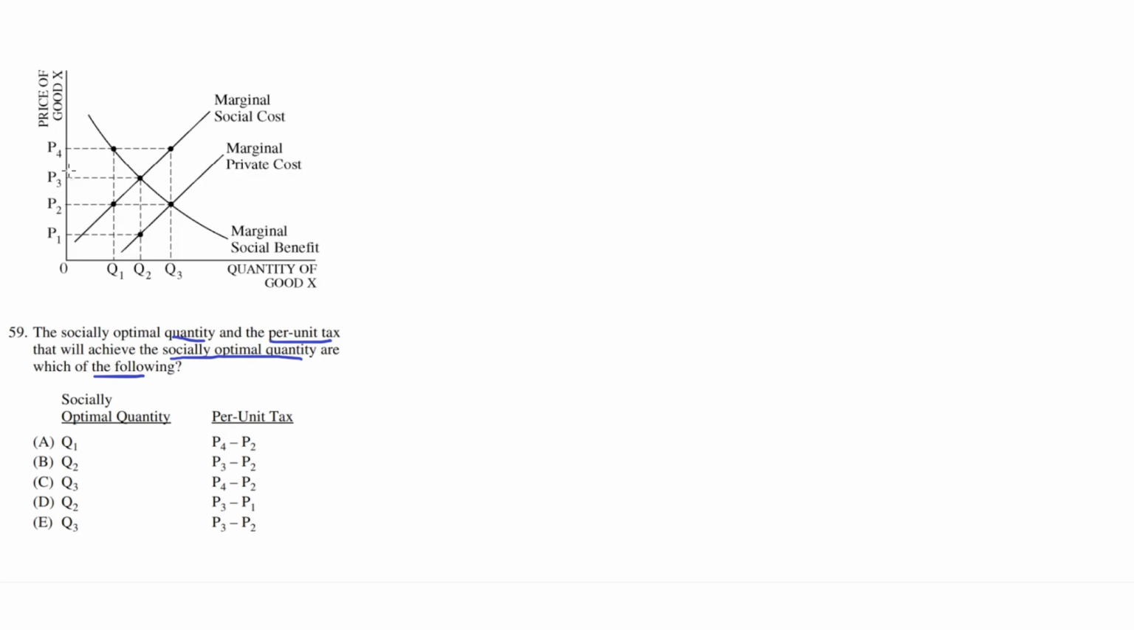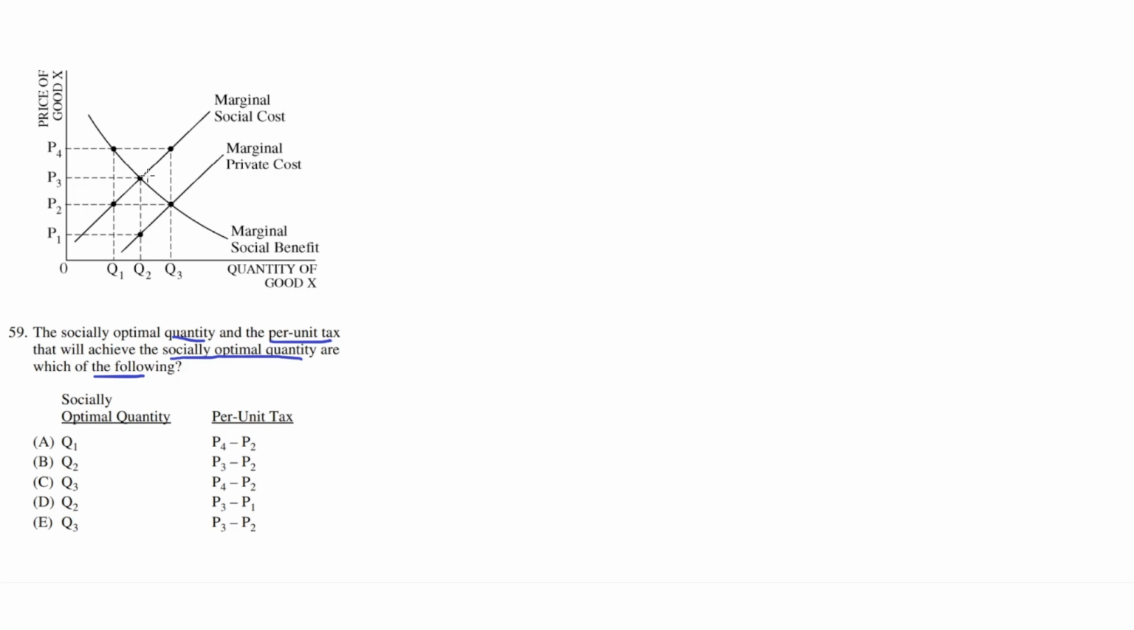So in this graph, which is a price of good X graph by quantity of good X, we have three different curves. The downward sloping curve here is marginal social benefit. The upward sloping curve here is marginal social cost. The sloping curve here is marginal private cost.